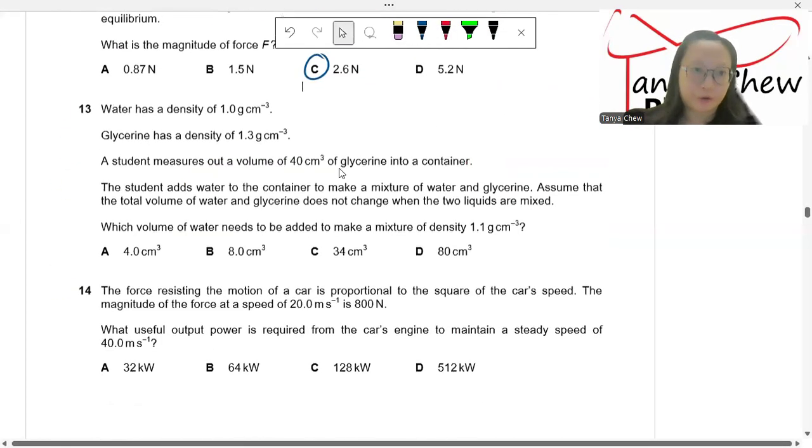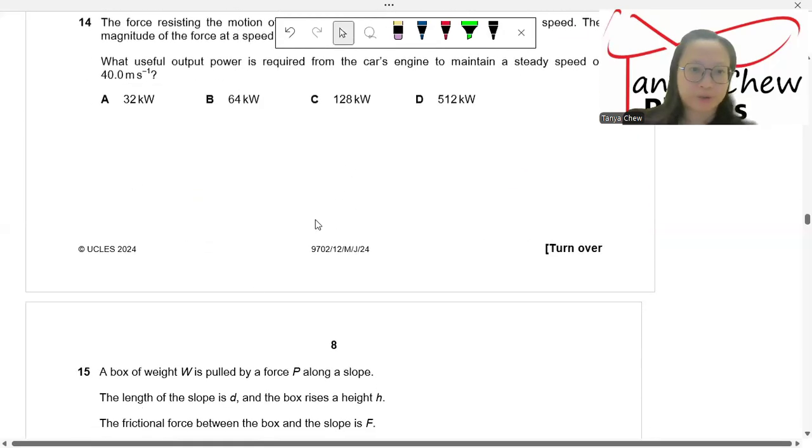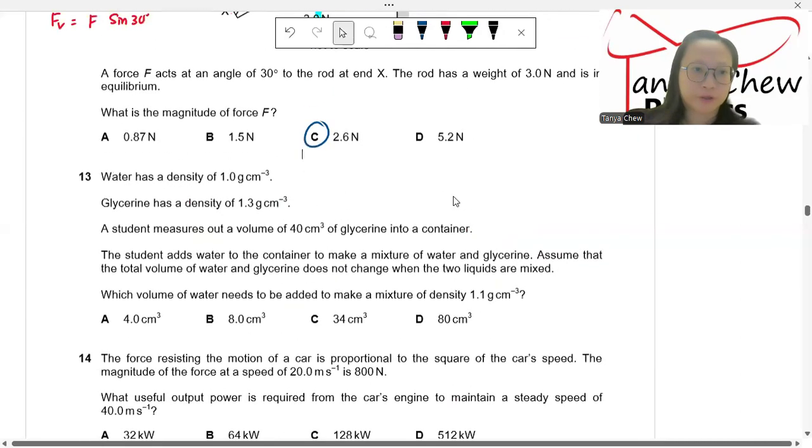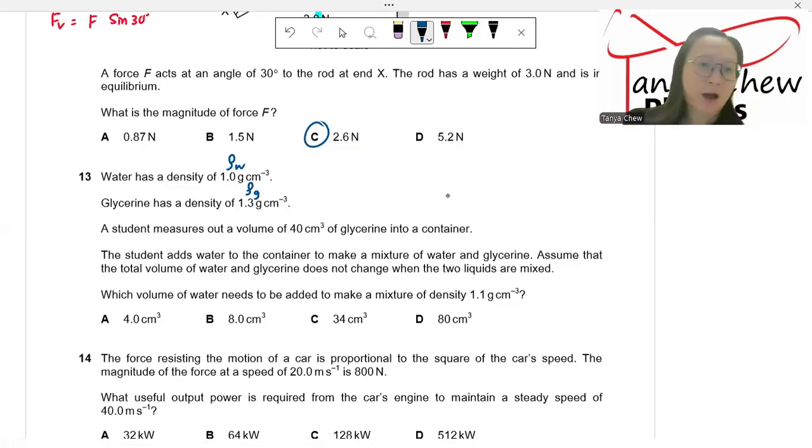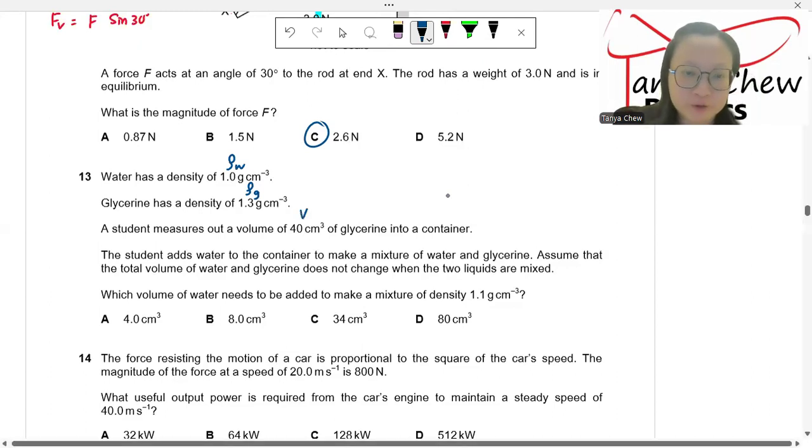Question number 13. I think I will use the space below here to do question number 13. Water has a density of 1 gram per cm cube. Glycerin has a density of 1.3 gram per cm cube. A student measures out a volume of 40 cm cube of glycerin into a container.